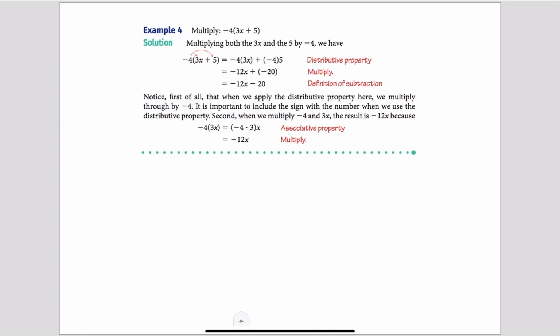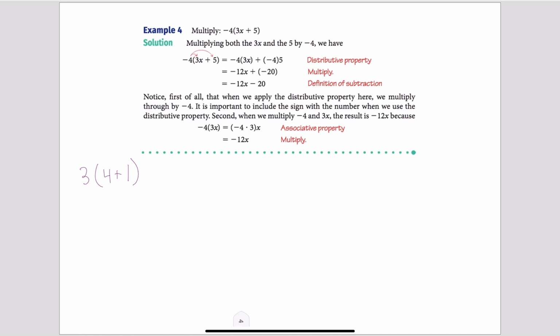Now, in addition to the associative property, we also have the distributive property. And the distributive property is really helpful because let's take a look at something like this. How about 3 times 4 plus 1. 3 times 4 plus 1.